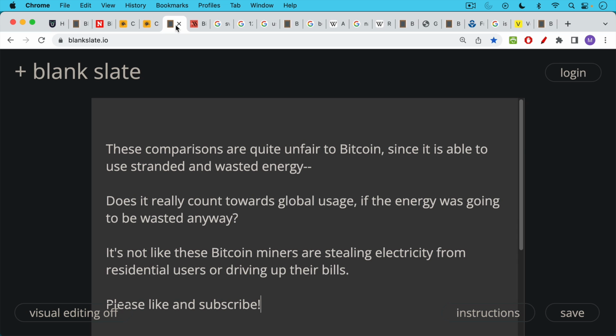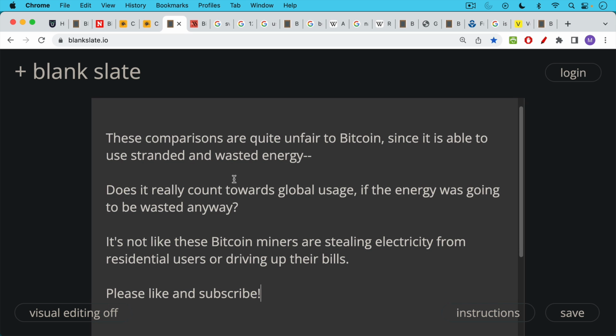These comparisons are also quite unfair to Bitcoin, since Bitcoin miners are also able to use stranded and wasted energy. So I would argue that we really shouldn't count a lot of this towards global energy or electricity usage if the energy was going to be wasted anyway, because it's not like these Bitcoin miners who are using wasted and stranded energy, as we're going to see in this video, are actually stealing electricity from you and me, from residential users, and driving up our bills.